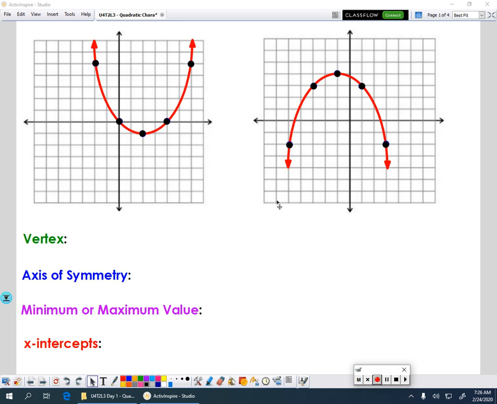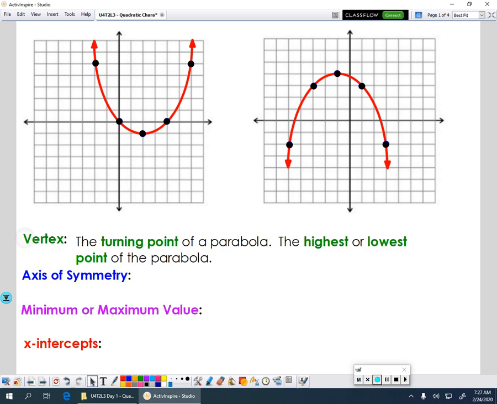We're going to talk about some characteristics of quadratic functions. Now, most of these are going to be familiar to you, but there are 4 new terms that you need to be familiar with. So the first term I want you to be aware of is one called the vertex. The vertex is the turning point of your parabola.